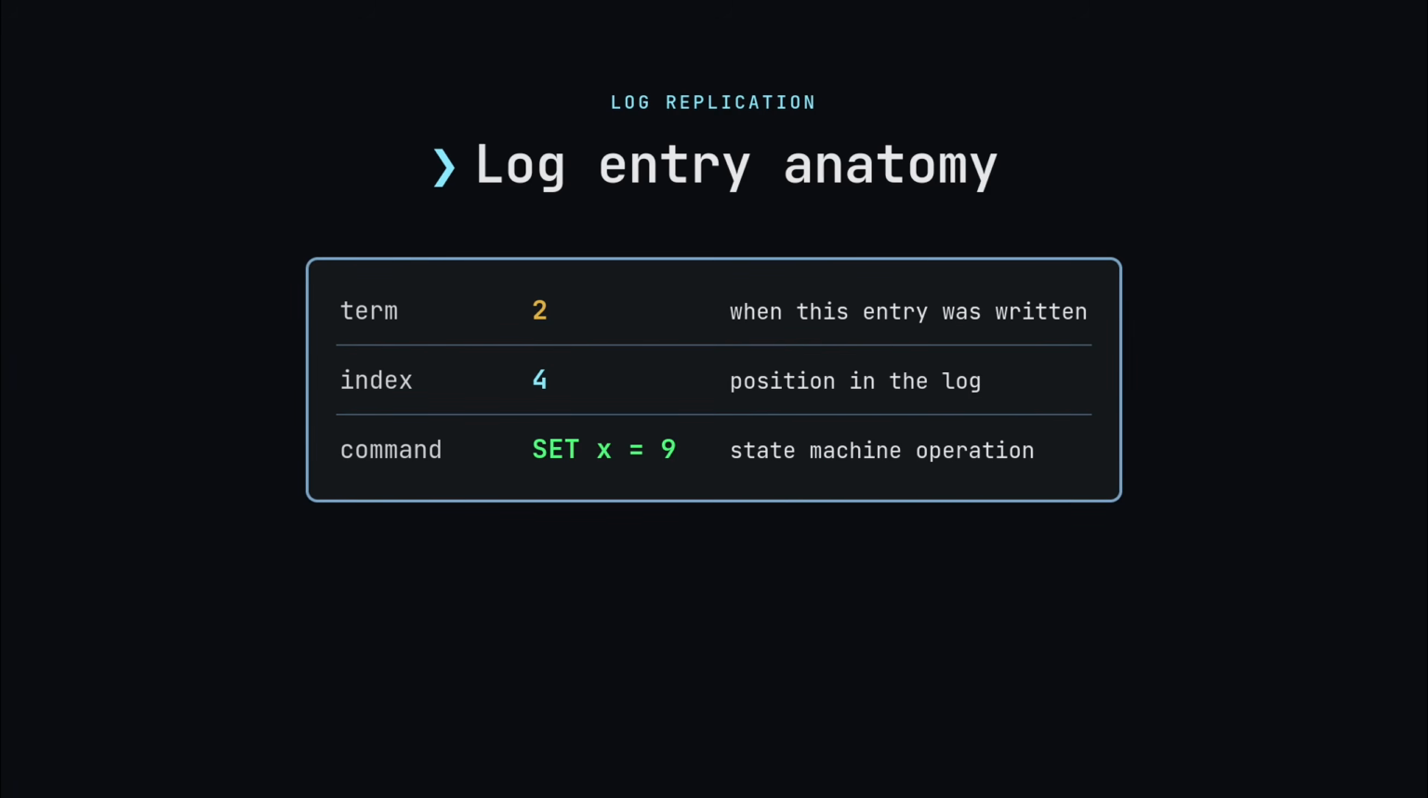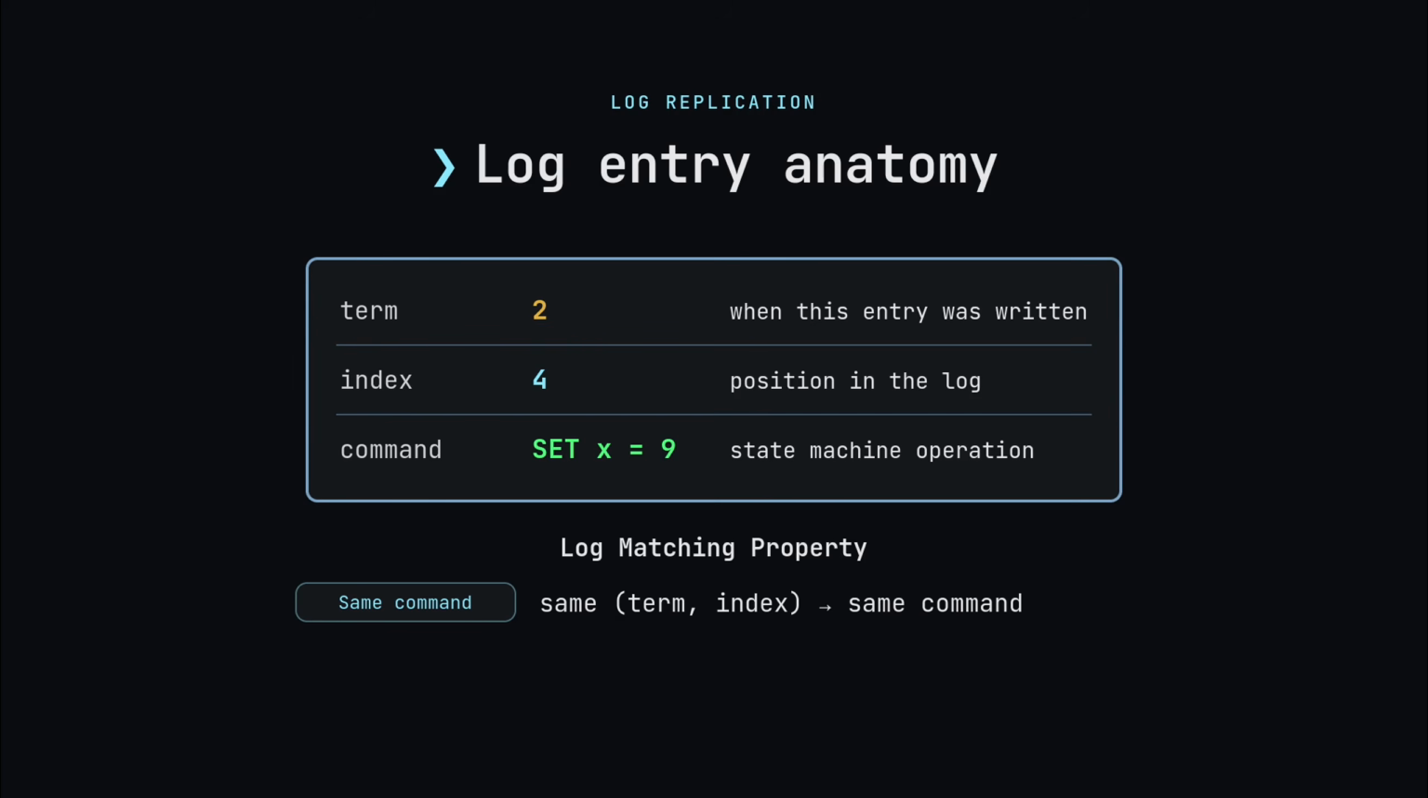Term is 2, which is the term in which this entry was written, obviously. Index is 4, which is the position in the log. The first entry is index 1, the second is 2, and so on. And the command is set x equals 9, which is what the machine will run.